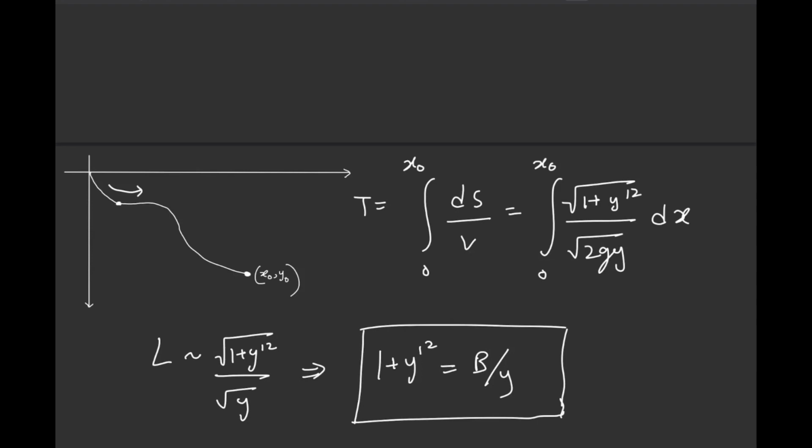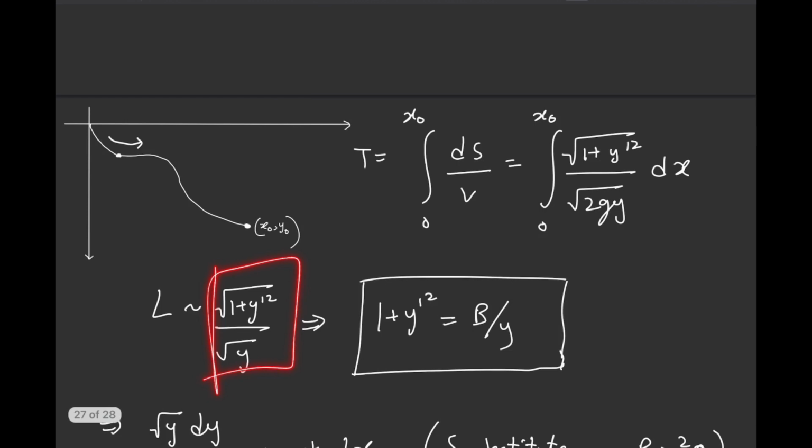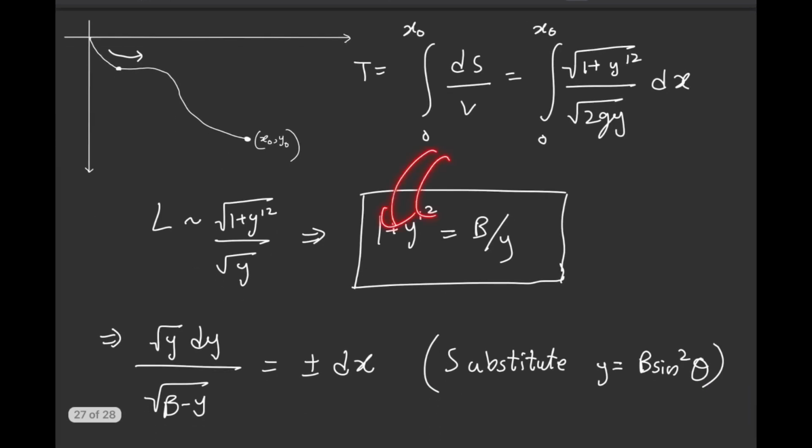So this is easily solved by our method used so far. Just T is ds by v. We have already used this in our Fermat problem. ds we have already got as root of 1 plus y dash square, and then v from conservation of energy is root 2gy dx. So the Lagrangian is nothing but square root of 1 plus y dash square by root y, and substituting that into our lemma, we get 1 plus y dash square is b by y, and this can be easily solved by substituting y.